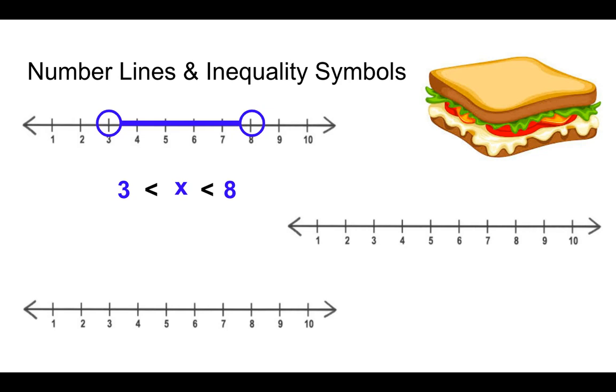There are no equal to lines underneath because we have open circles. 3 and 8 are not included. 3.000001 is included and 7.9999999 is included, but 3 and 8 are not. If we take a look at another one, we have closed dots on 3 and 8. So we have x and our sandwich symbols, and notice our sandwich symbols have equal to on them. x is between 3 and 8 inclusive. 3 and 8 are included.